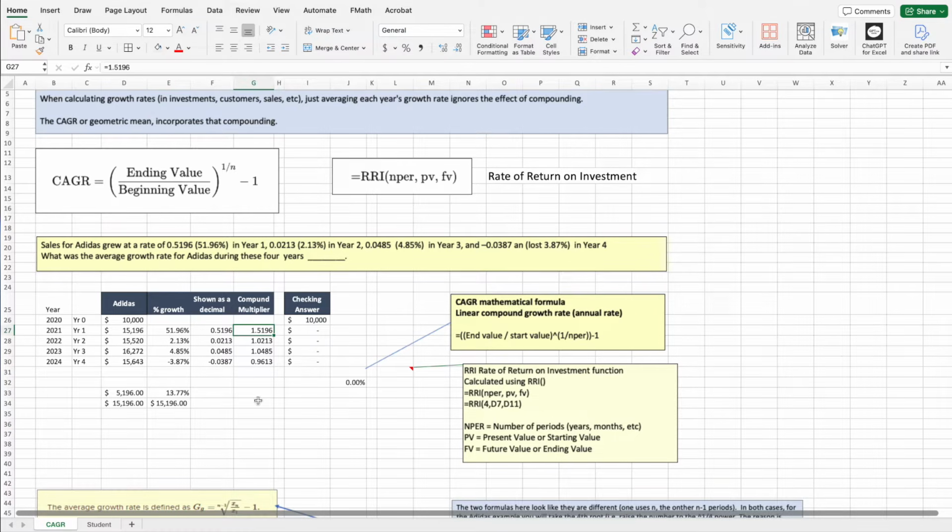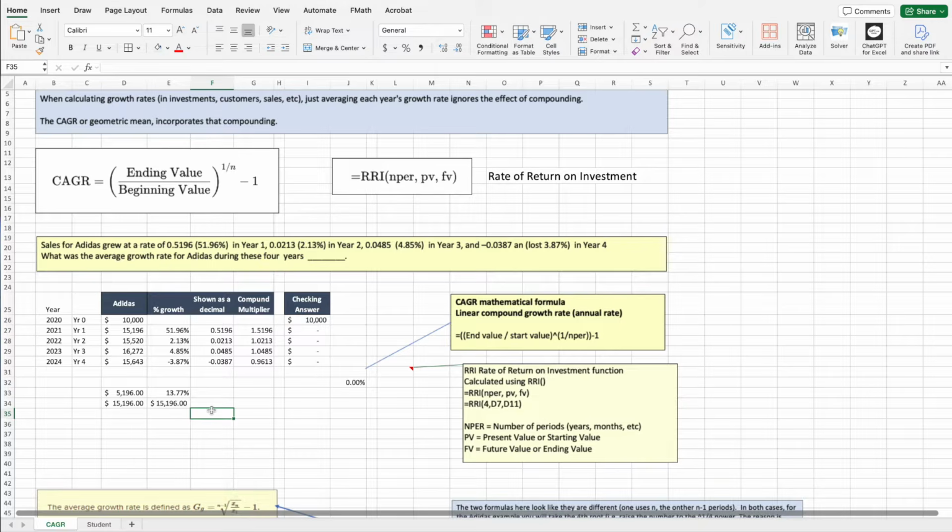And so that's why we add this 1 here, so when we're multiplying. To get this number right here, we would multiply the 15,196 times 1.0213, and we get this number. And that's how we do it. And we just come through here, we can see that. And you can also see that this negative 3.8, if we add a 1 to it, we get 0.96, because we take that and multiply it by this, and that shows the negative effect of the compounding.